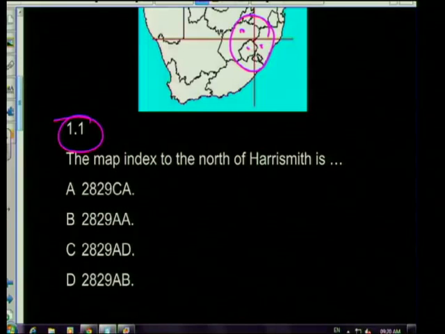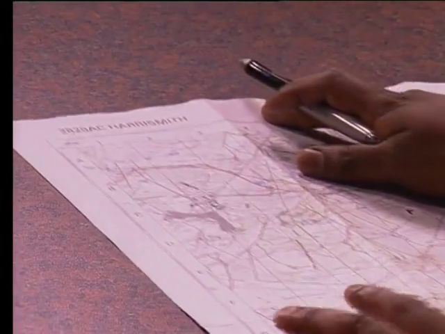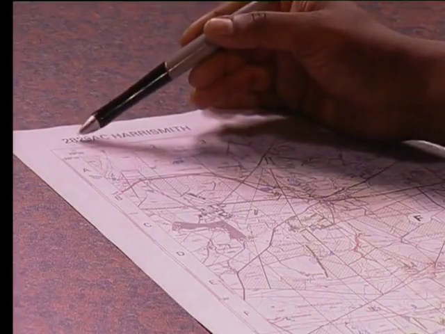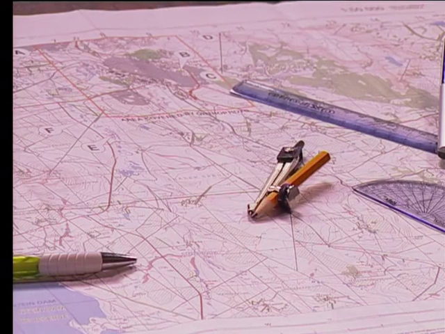1.1. The map index to the north of Harry Smith is. Now, guys, a useful hint and tip. Once you've established the map index of Harry Smith, you should be able to answer this question without even referring to the map. Note, the map index of Harry Smith, in this case, let's have a look at the map, is as follows. 2829 AC Harry Smith. We are looking for the map to the north.